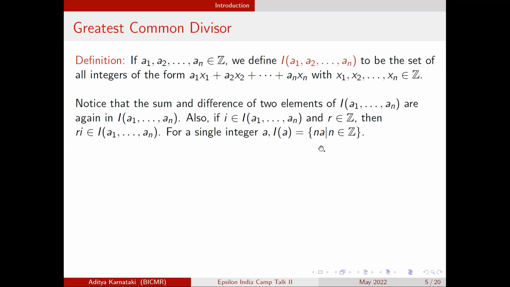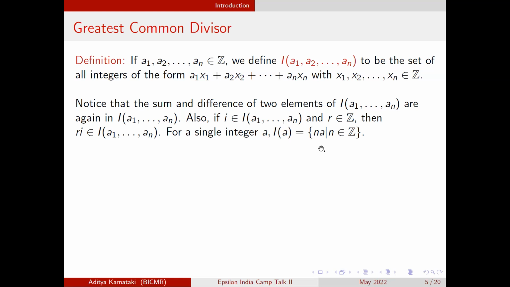Just fairly straightforward. Yes, sir. Swasti, could you repeat? Yeah, I'm saying that if you have any two elements of this form, say a1 x1 plus a2 x2 plus up to an xn, and then you have a1 y1 plus a2 y2 plus an yn, then if you subtract the second from the first, you're going to get a1 times x1 minus y1 plus a2 times x2 minus y2 up to an times xn minus yn, right? That's just subtraction. But that is also an integer of this form, so it lies in the set.